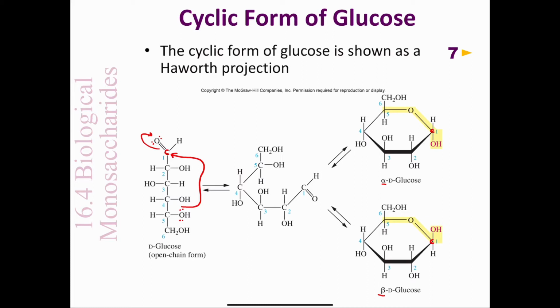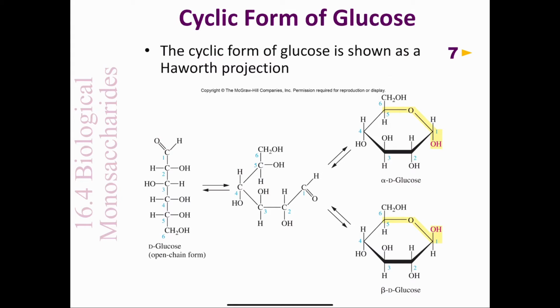When the hydroxyl at carbon 1 is pointing down, we call that the alpha anomer. And when the hydroxyl at carbon 1 is pointing up, we call that the beta anomer. So instead of isomer, we call it an anomer because it's an isomer at an anomeric center. This is the anomeric carbon, or we can call it the anomeric center.